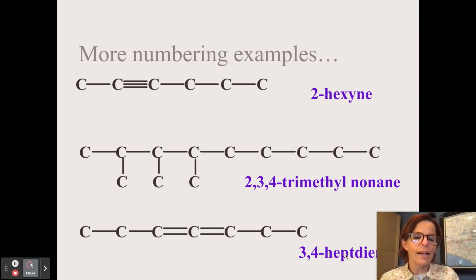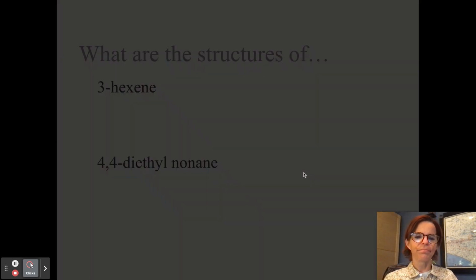Okay, so it's a heptene, except that there were 2 of the double bonds. So we have to call that a heptadiene. And then you need to tell me where those 2 double bonds were located. They were located off of the 3rd and 4th carbons. So 3, 4, heptadiene. We're going to keep practicing. Just stay calm and we'll keep going.